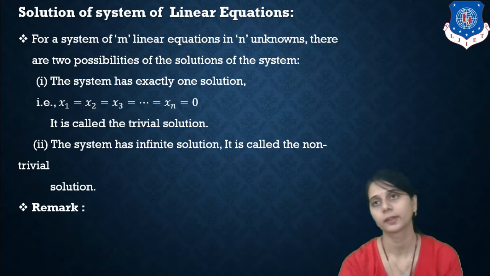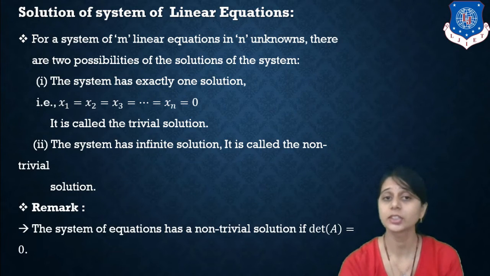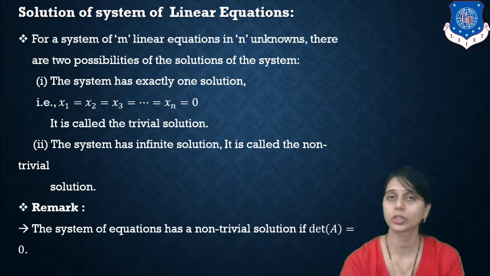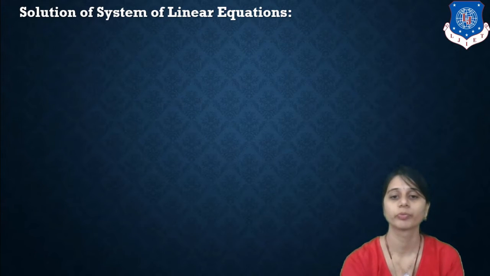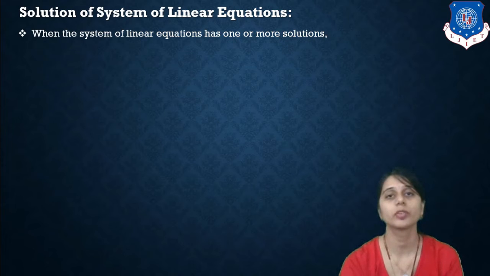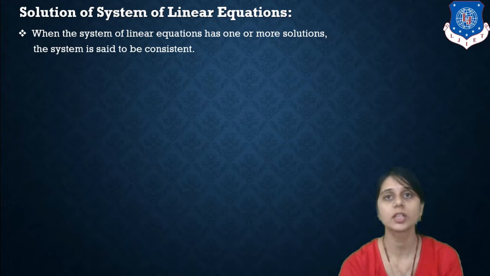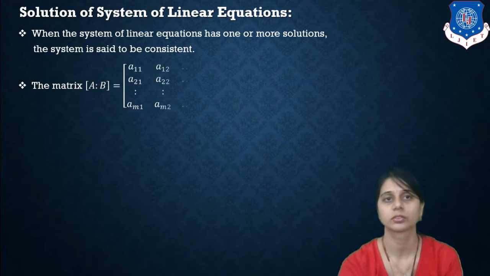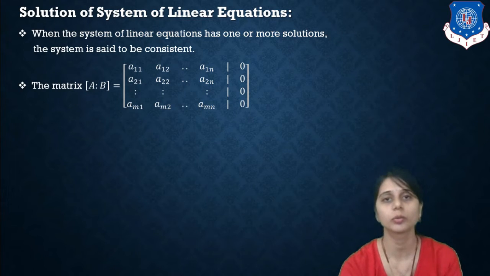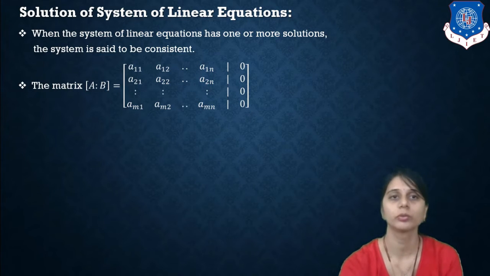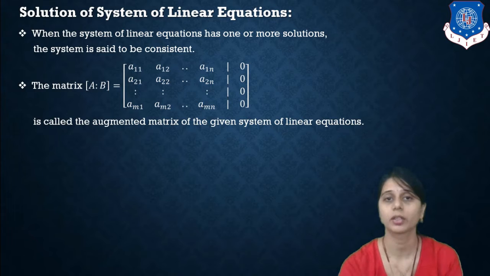Remark: the system of equations has a non-trivial solution when determinant A equals 0. Now, when the system of linear equations has one or more solutions, the system is said to be consistent. The matrix [A|B], with rows a11, a12 up to a1n, 0, a21, a22 up to a2n, 0, am1, am2 up to amn, 0, is called the augmented matrix of the given system of linear equations.